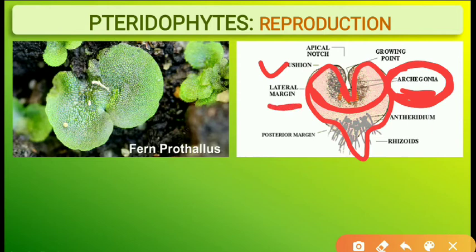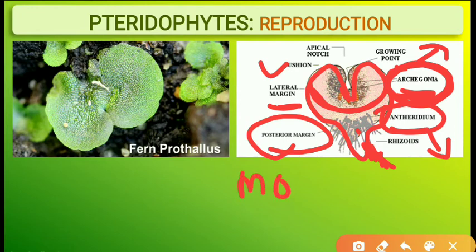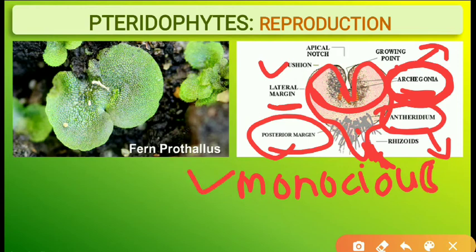Lateral margins are there, and the posterior margin, and here are the rhizoids which provide the nutrition. And antheridium is the male sex organ, present in the posterior, lower position. This is the upper portion. In the upper or anterior portion there is archegonia, and in the lower position there is antheridium, but both are present on the same prothallus. Hence the prothallus is monoecious, having both male and female sex organs on the same plant.